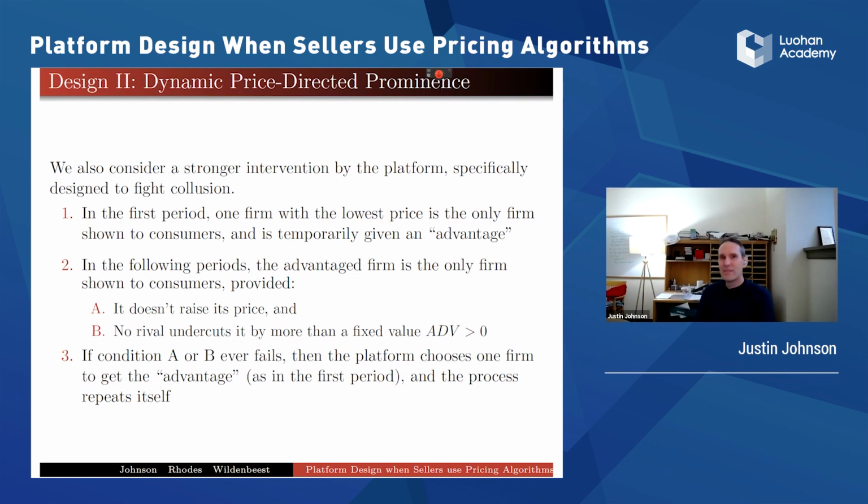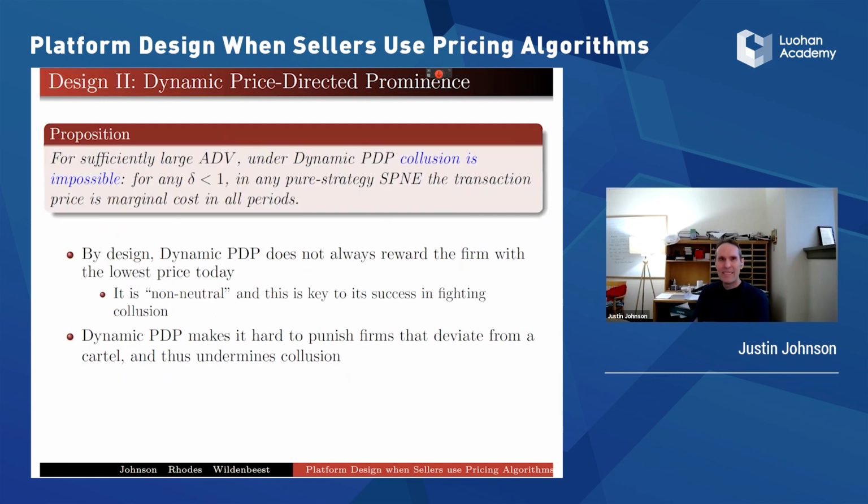As long as it doesn't raise its price, and as long as no firm undercuts it by a large amount, this ADV amount, then that firm is still going to get shown to consumers. And if either of these conditions ever fail, then basically the platform rewards the advantage to another firm. Don't worry so much about the details of that.